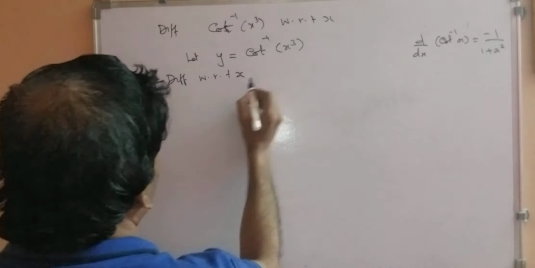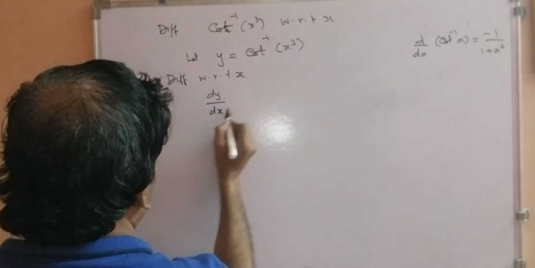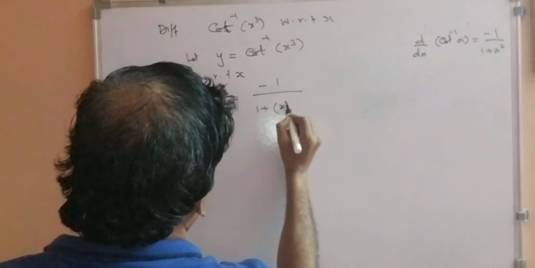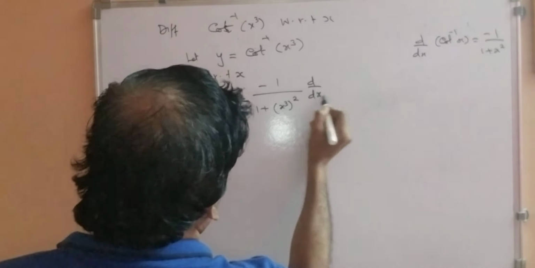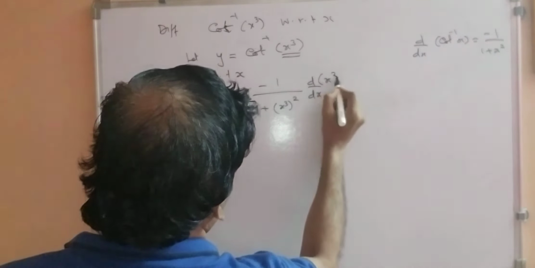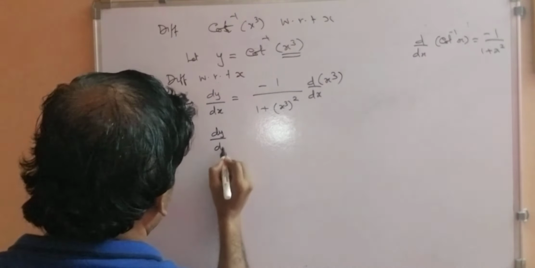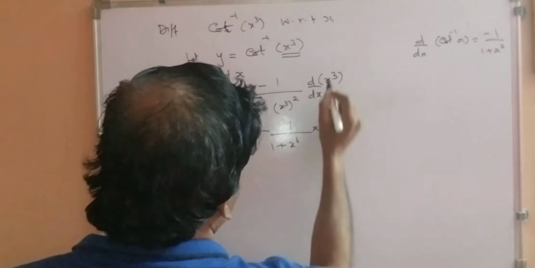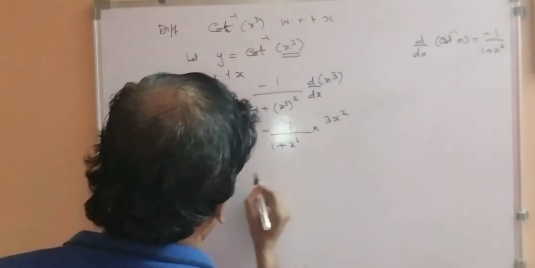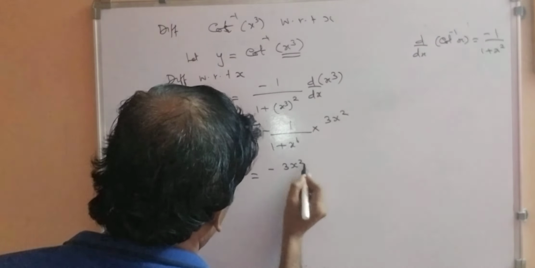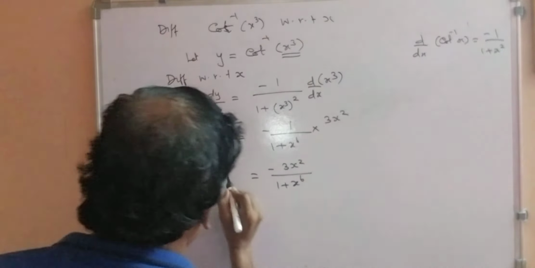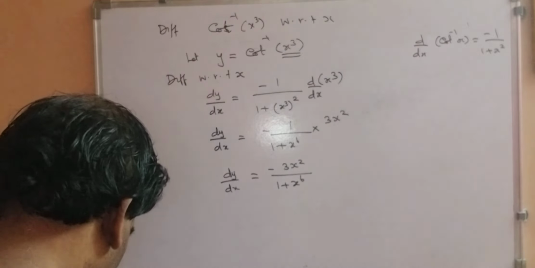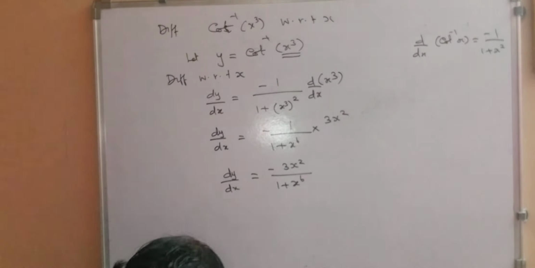Okay. So, dy by dx equal to minus 1 upon 1 plus, instead of x, what is there? x cube, into d by dx of the thing available inside the bracket. So, dy by dx equal to minus 1 upon 1 plus x to the power 6 into derivative of x cube, which is 3x square. So, minus 3x square upon 1 plus x to the power 6. This is nothing but the required derivative. Okay. Now, one more sum in this we will do.